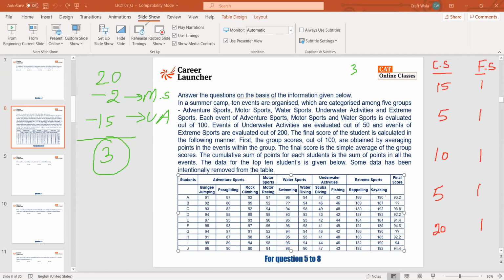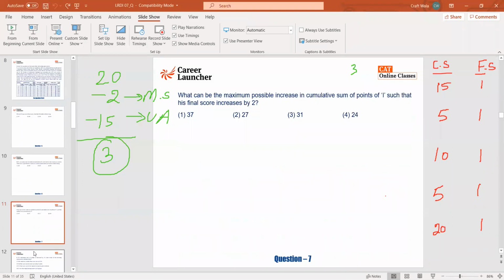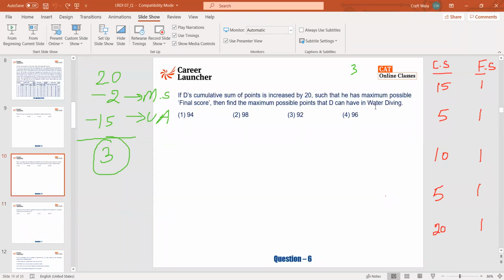Okay, what was my question? Let's see. The question was asking how much you can make his water diving. So water diving maximum I can make it 96. So my answer becomes 96. I can make water diving as 96. Answer option 4th.